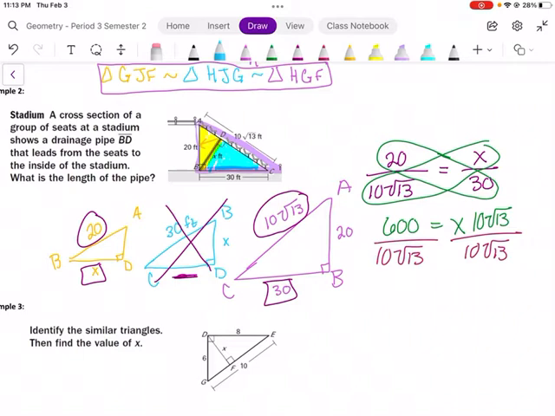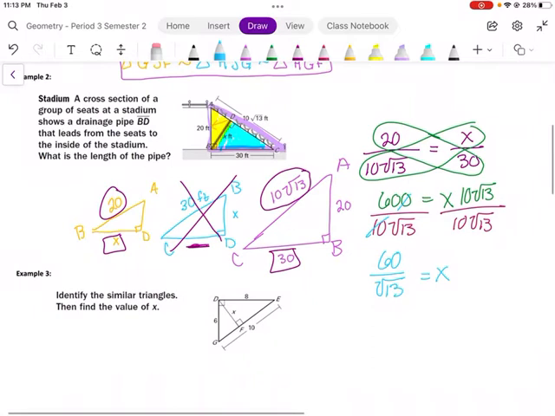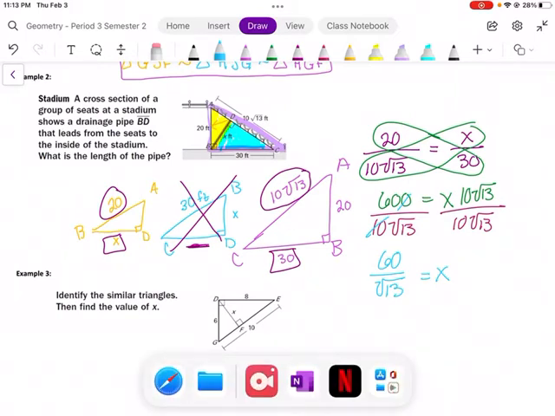And if we took 600 divided by 10, that would be 60. So this is the same as 60 over the square root of 13 equals x. And this you can type into a calculator to get a rounded answer.